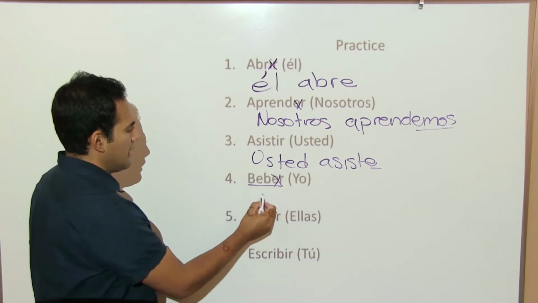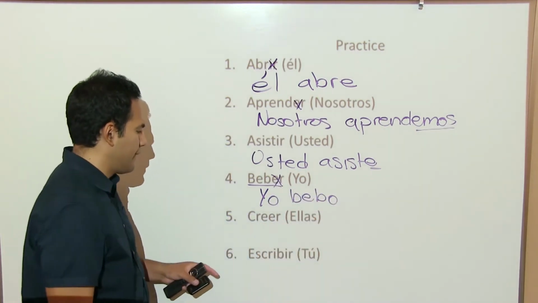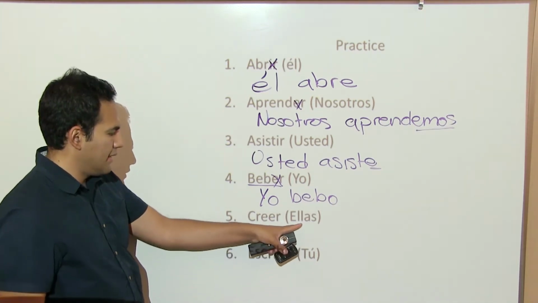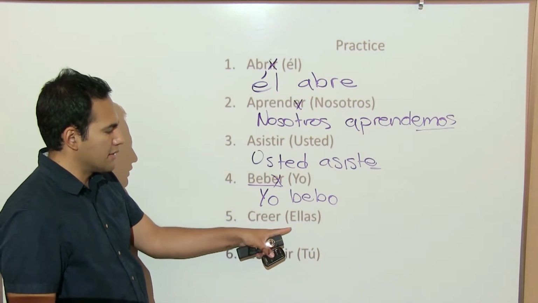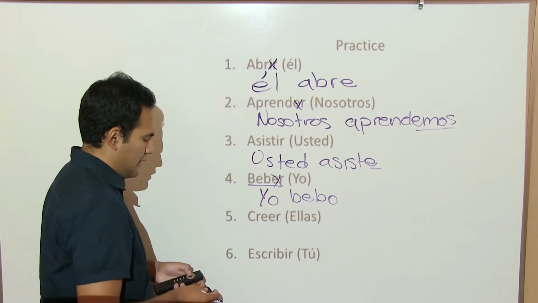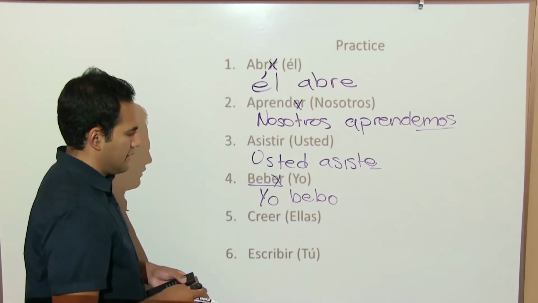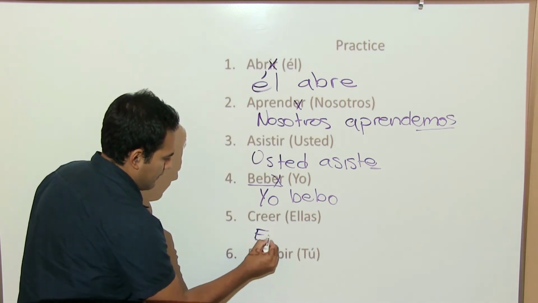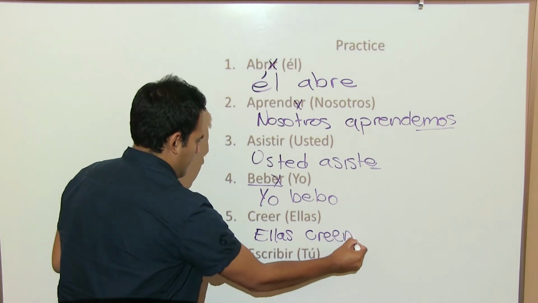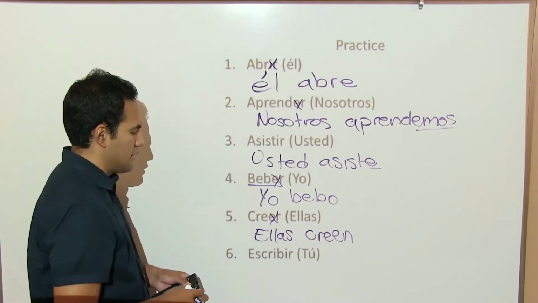We're going to omit that. So, yo bebo. The next one, creer, to believe. And we're going to do it for the third person, plural, and feminine. So let's go back. So third person plural and feminine, ellas, and it has the ending. Ellas, okay. We take that, we keep an e, and then we just add the s.